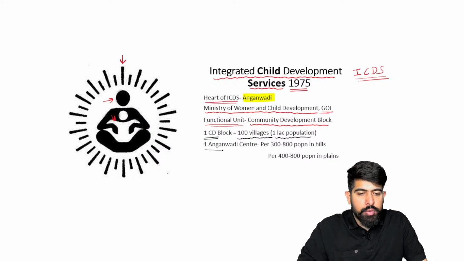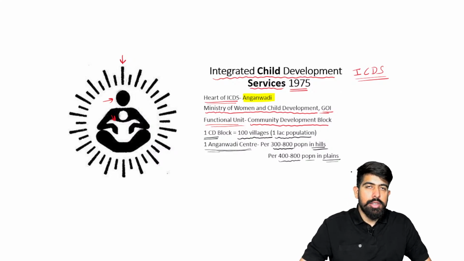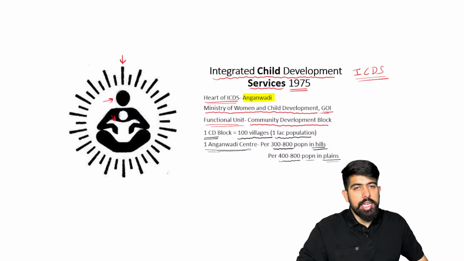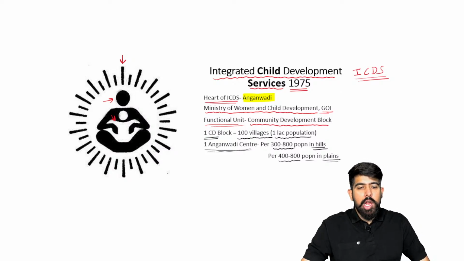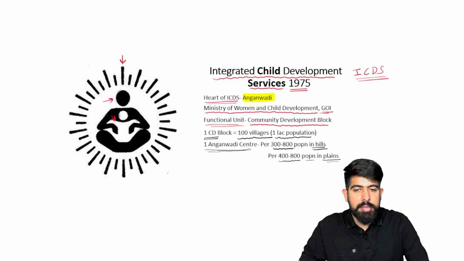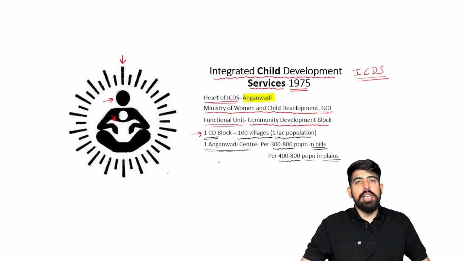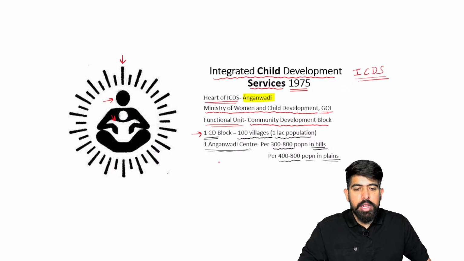And if we're talking about one Anganwadi center, it covers 300 to 800 population in hilly areas, and 400 to 800 population in plain areas. Please remember, this question is asked repeatedly in your exams. They can also ask you about the community block: in one community block, how many villages? Yes, 100 villages are covered in this community development block, with near 1 lakh population.